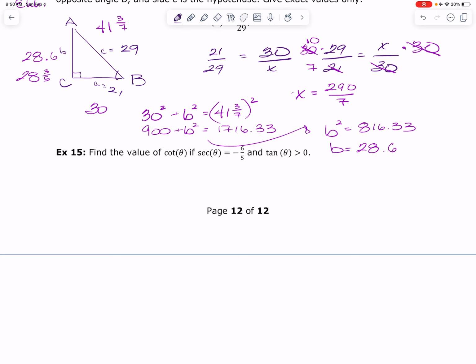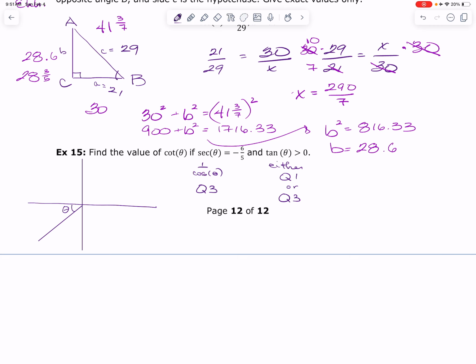Okay. We want the value of cotangent of theta if secant of theta is negative 6 over 5 and tangent is greater than 0. So tangent is greater than 0 means we're either in quadrant 1 or 3. If secant is negative, secant is 1 over cosine. If this is negative, we've got to be in quadrant 3. Okay, so here's my angle, somewhere down here. Again, I'm not worried about whether the lengths of my sides are correct. I can label them.